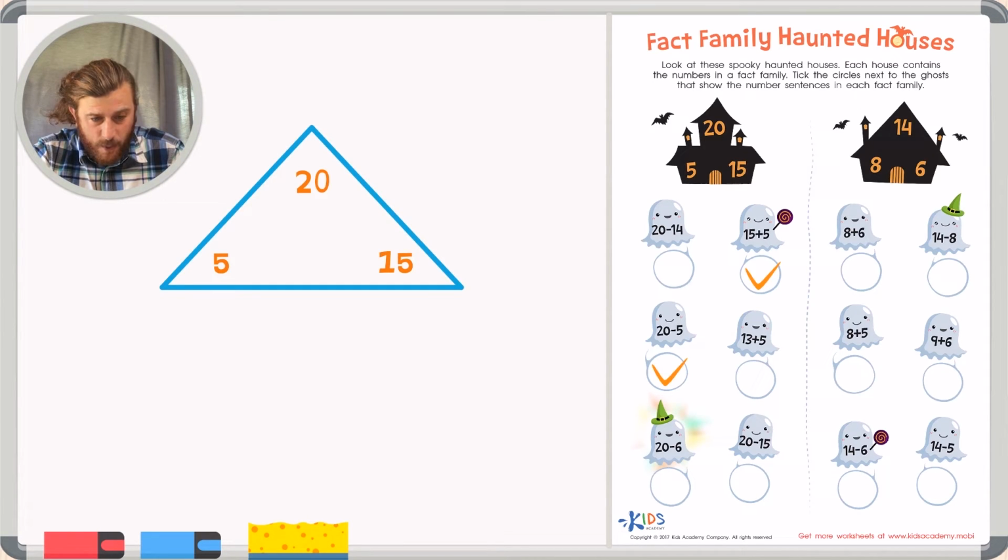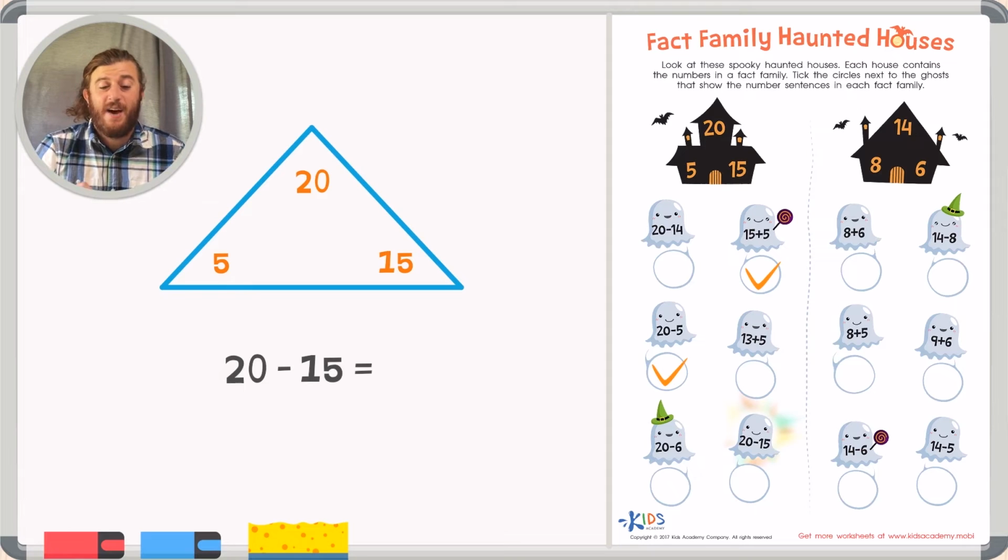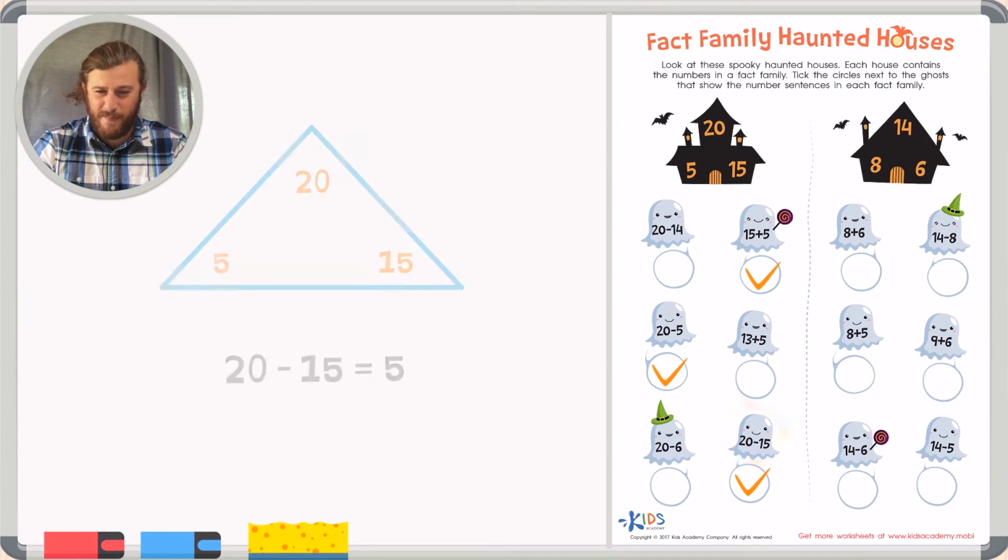And finally, we have 20 minus 15. And if I count it up from 15 to 20, 15, 16, 17, 18, 19, 20, I have an answer of 5. And again, those three numbers, 5, 15, and 20, all belong in my fact family. So 20 minus 15 is an equation that belongs inside my fact family.